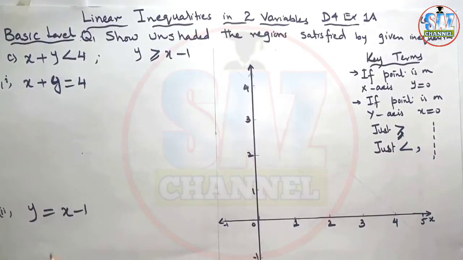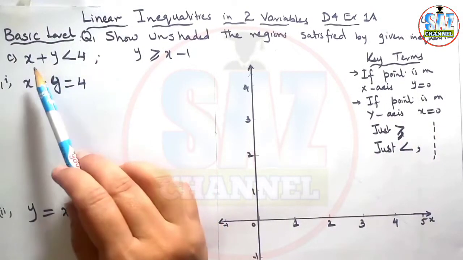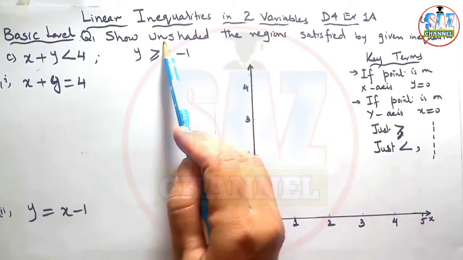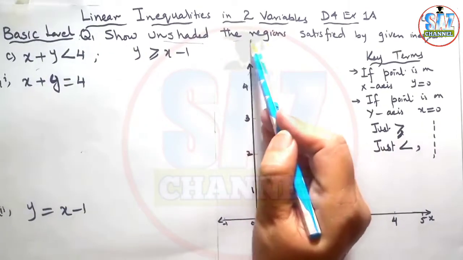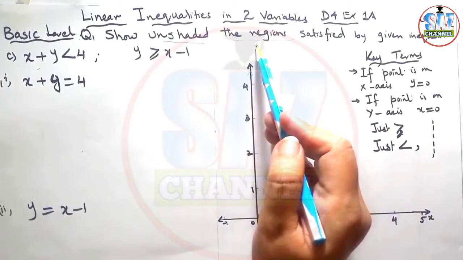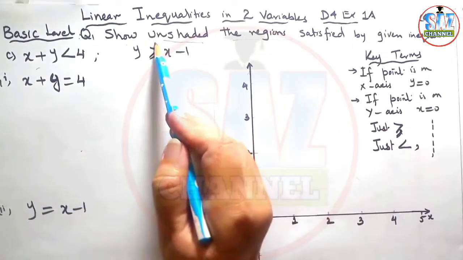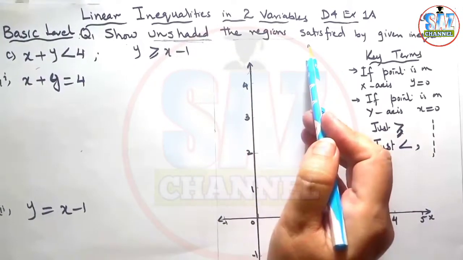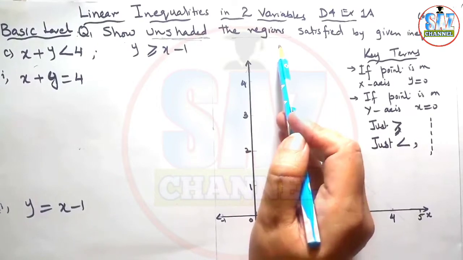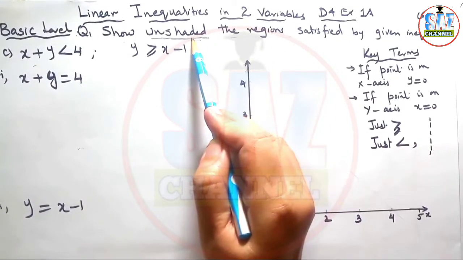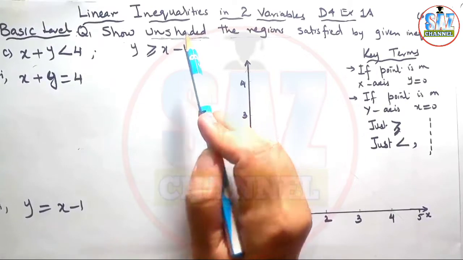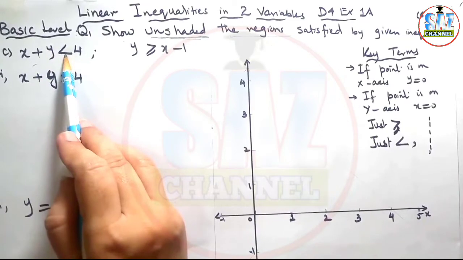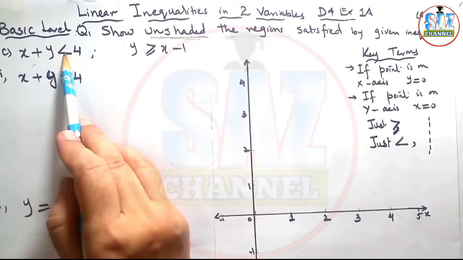In this lesson, I will be solving question number 1, C part. Let's read the question. The question says, show unshaded the regions satisfied by the given inequalities. Here it is important to understand that we show unshaded the regions which are satisfied by the given inequalities. What does it mean? It means that the regions which satisfy these inequality conditions, we are not going to shade them.